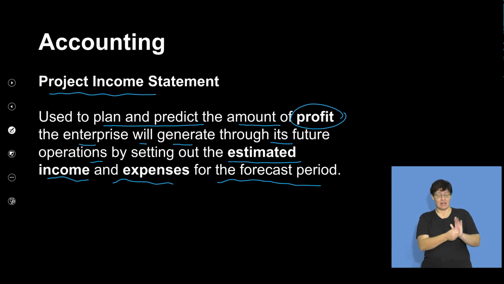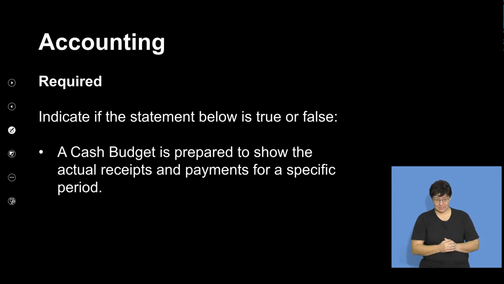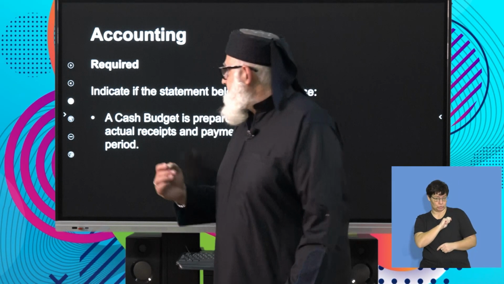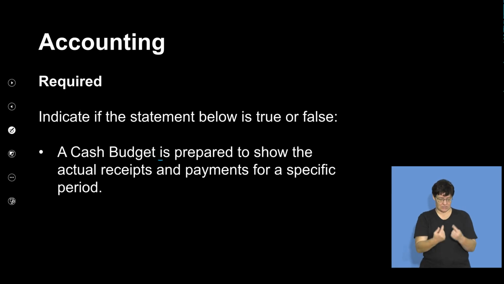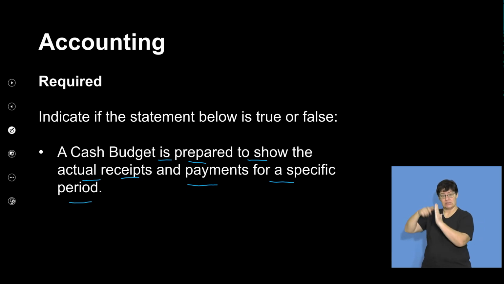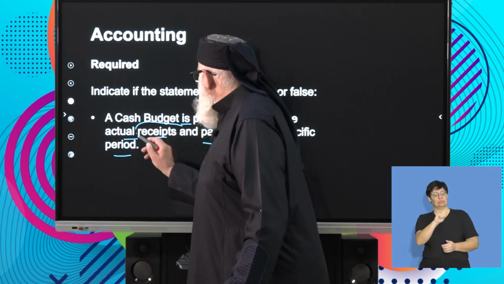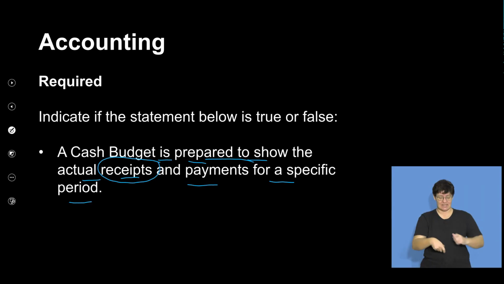All right, okay. So now we are expected to indicate whether the following statements are true or false. A cash budget is prepared to show the actual receipts and payments for a specific period. What are we talking about? Cash budgets. So obviously, yes, we are talking about receipts and payments. So obviously, the statement will be true.